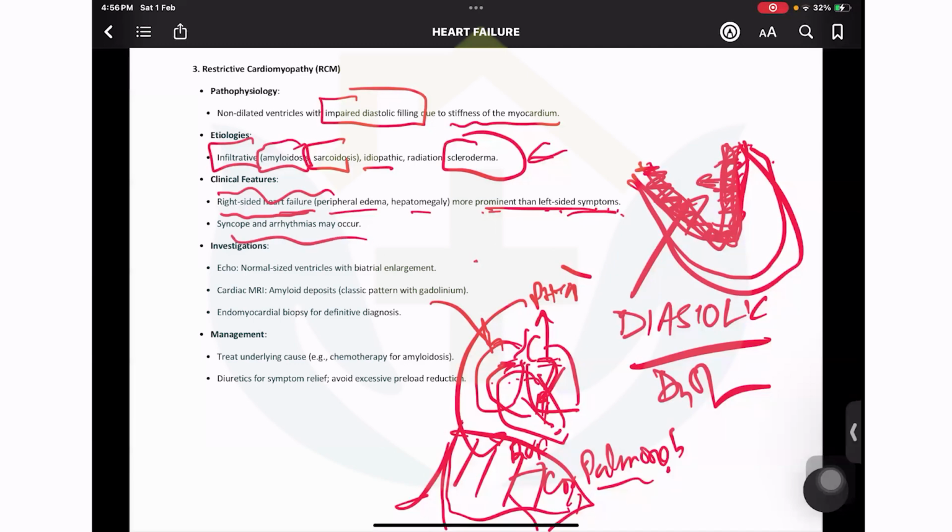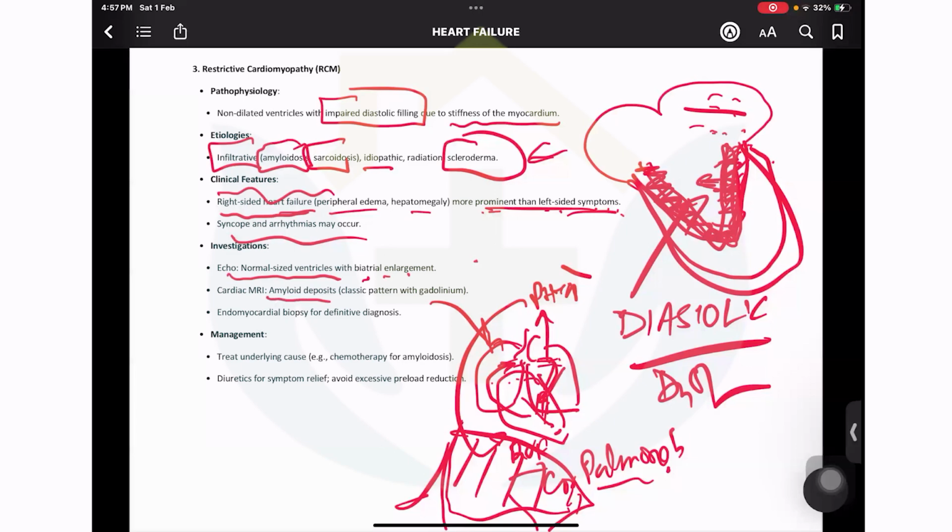And because of the heart beating at a lower preload, there can be syncope and some arrhythmias. Echocardiography will show normal sized ventricles with biatrial enlargement. So atria will be enlarged. Why? Because of the continuously increasing preload.